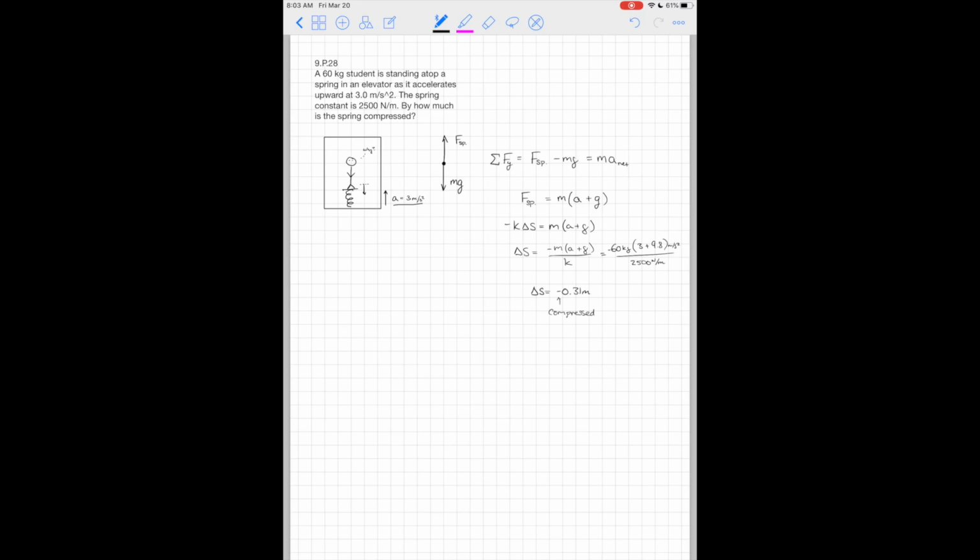I haven't stretched. If it was positive, I would have an equilibrium length of my spring here, and I would be stretching it. That would be positive. A negative sign from my equilibrium position, my equilibrium length, means that I'm compressing it. So how much is the spring compressed by? 0.31 meters, because we're just looking for a magnitude here. We know that we are compressing it.